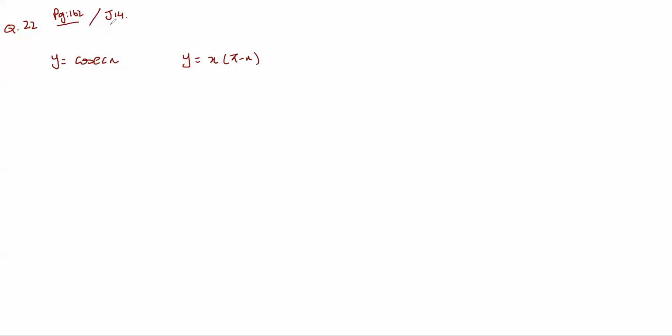So, a question from June 14, a past paper question. It says, by sketching each of the graphs y is equal to cosecant x and y is equal to x into pi minus x between 0 and pi, show that this equation has exactly two real roots in the interval x between 0 and pi. Now you see that he has formulated an equation through these two equations.